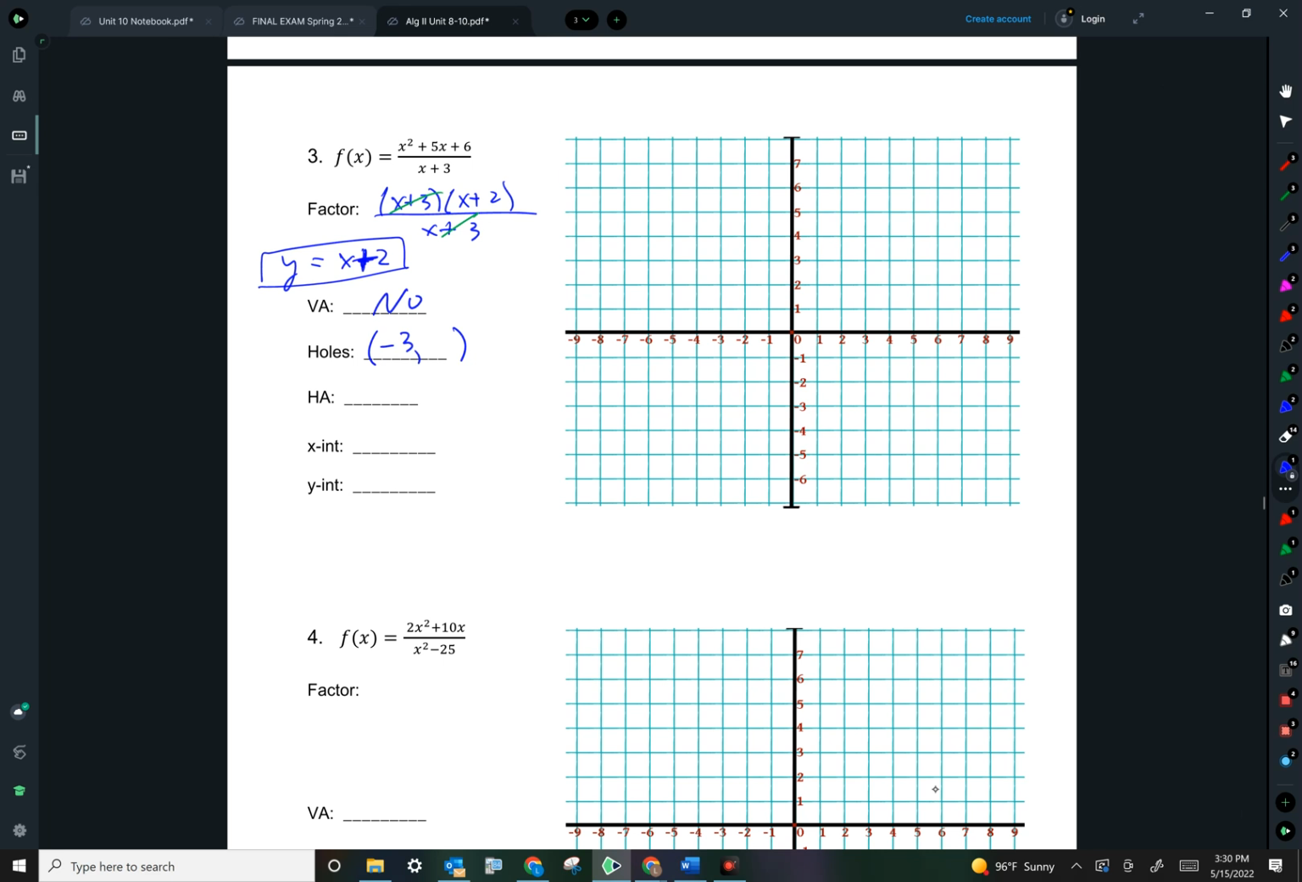In order to find the y value, I'll plug -3 in for x in my simplified version. So -3 plus 2 is going to be -1.